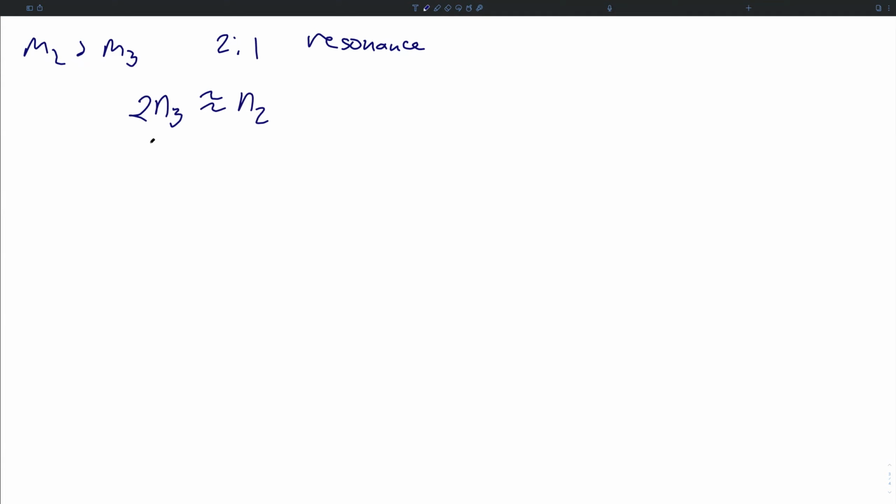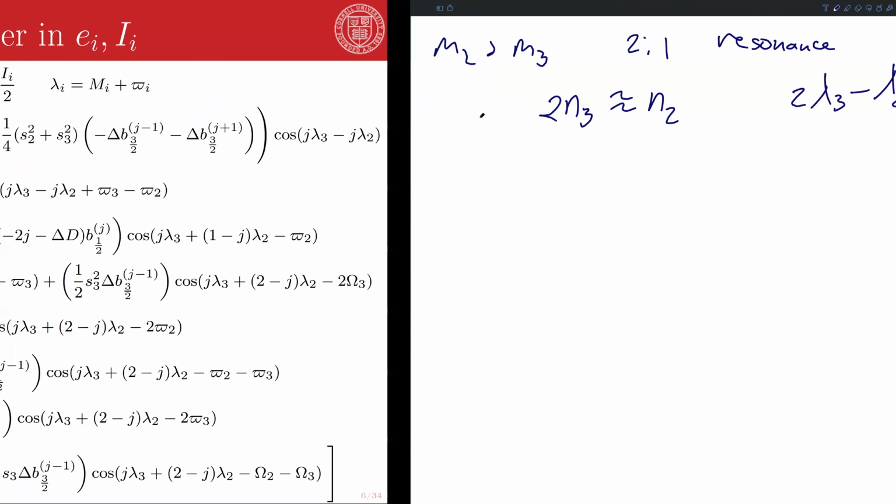body 2. This means that in our disturbing function expansion, we now need to consider all of the secular terms and any terms of the form 2 lambda 3 minus lambda 2, because these are the ones that are going to lead to canceling out, and these are going to lead to cosine behavior that is of greater period than the periods of the orbits, and lead to long-term changes in the various orbital elements. So let's see if any such terms exist in the direct part of the disturbing function.